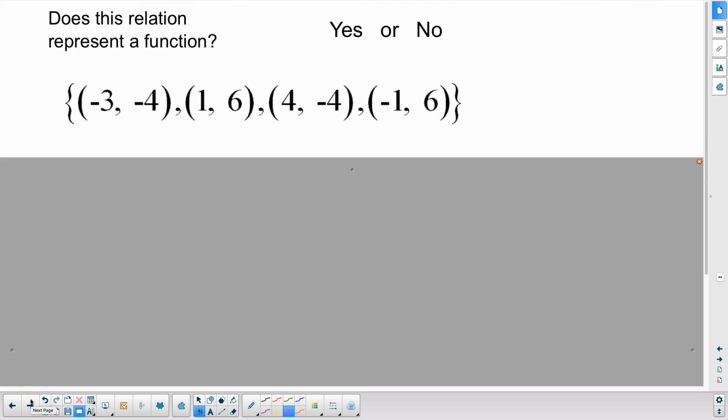Cycle back a little bit. Function, not a function. You don't even have to write this one down. Just look at it and tell me function, not a function. Yes? Why? X doesn't repeat. Negative 3, 1, 4, negative 1. No repeats there. Function. Love it.